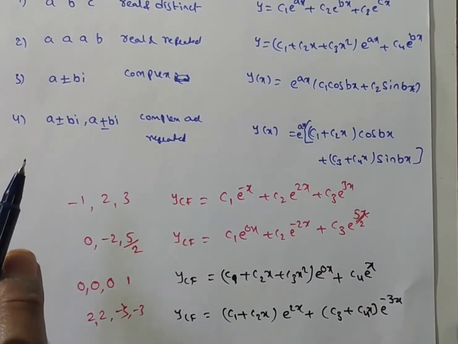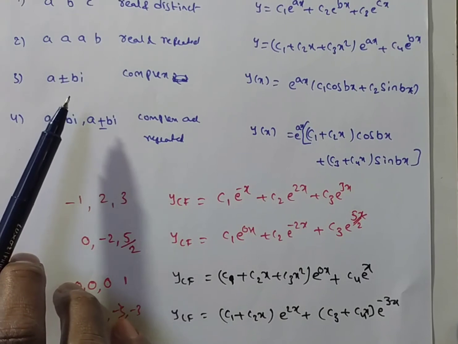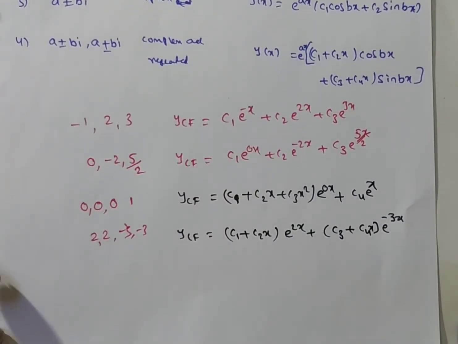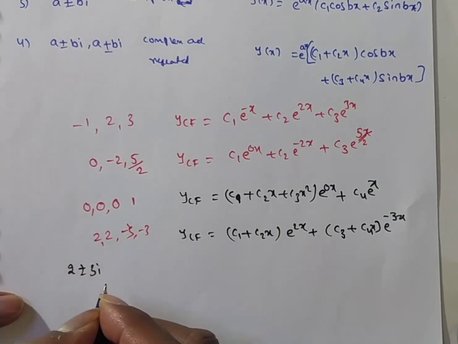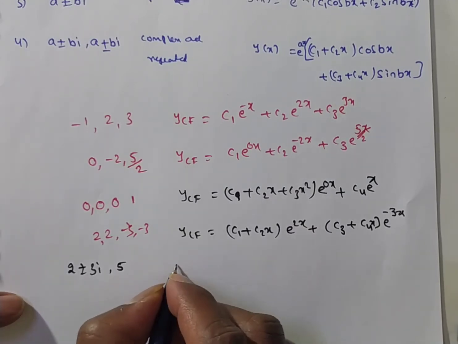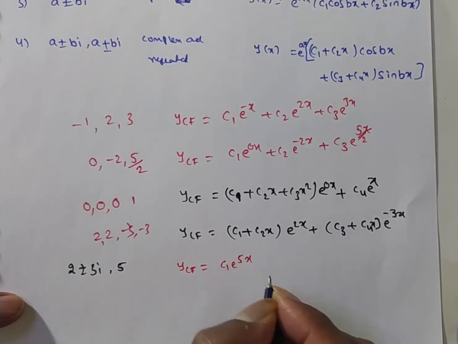Sometimes these complex roots also may be repeated. Sometimes you may get complex roots and real roots also. In that case, how will you write? For example, you see friends, here you have 2 plus or minus 3i, comma 5 is there. So here the roots are complex roots and a real root is there. So CF, I am writing first the real root, c1 e^(5x), completed, one root is completed.